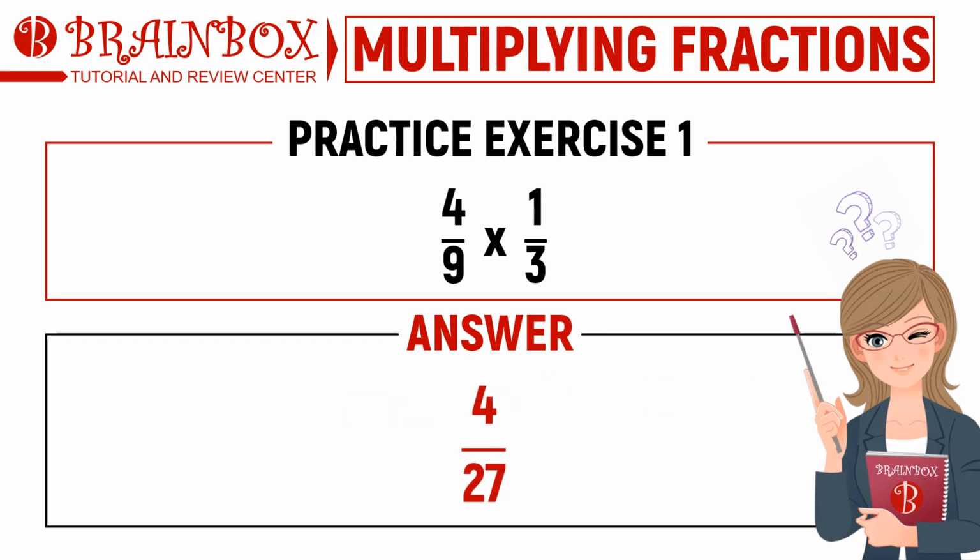Time is up. The correct answer is 4/27. In our first exercise, we have to multiply fractions without cancellation. We can just proceed to multiplying the numerators 4 and 1, which will result in 4, while the denominators 9 and 3 will result in 27. The fraction is also in its lowest term, hence, this is the final answer.